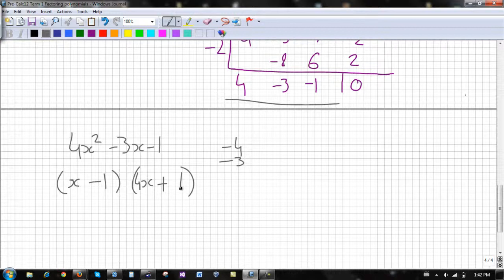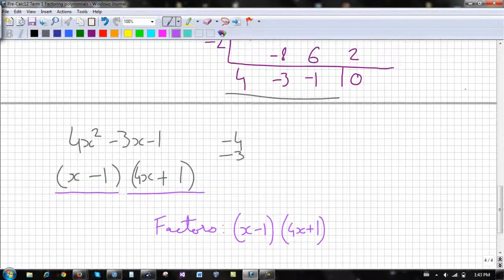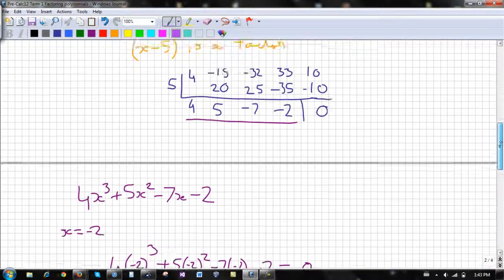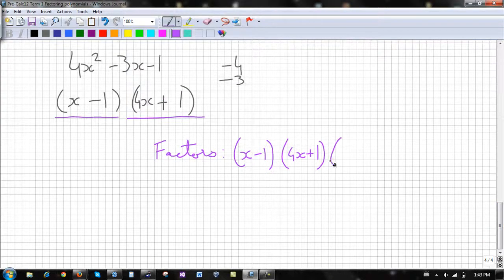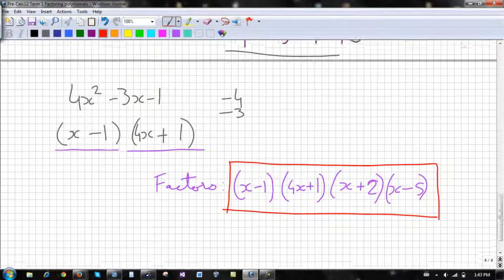So, our final result, we write down all of our factors. It would be x minus 1, and then 4x plus 1. If we scroll up here, you can see the other factors that we figured out, which is x plus 2 and x minus 5. And that is your final result. And that's how you factor a high degree polynomial.